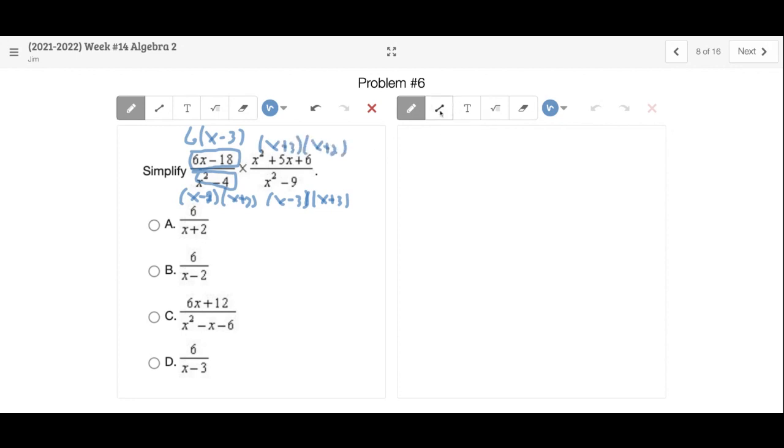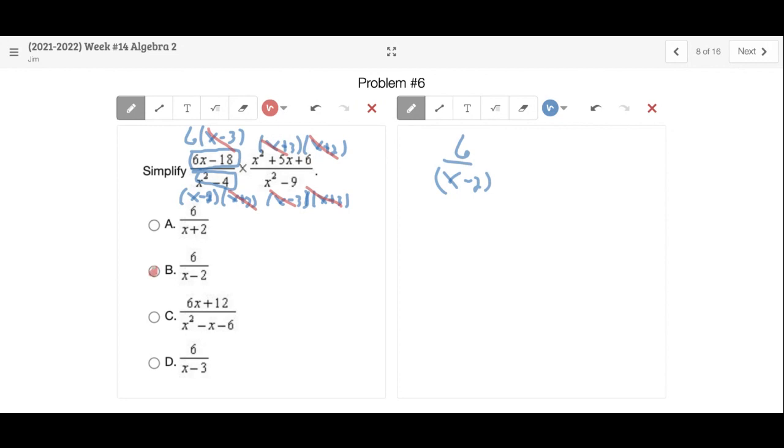So now I have everything factored. Next step, cross everything off that's the same on top and bottom. I've got an x minus 3 here and x minus 3 here. I have an x plus 3 here and an x plus 3 here. X plus 2, x plus 2. What's left on top? Just 6. What's left on bottom? X minus 2. Done.